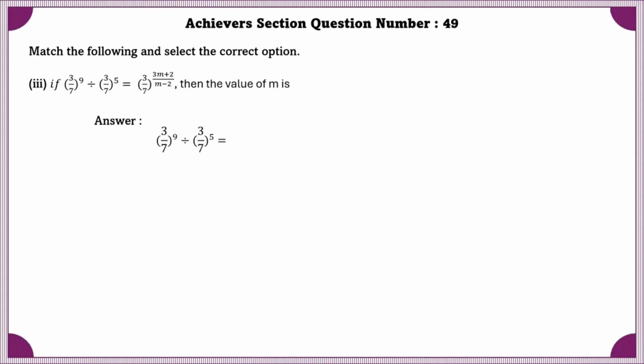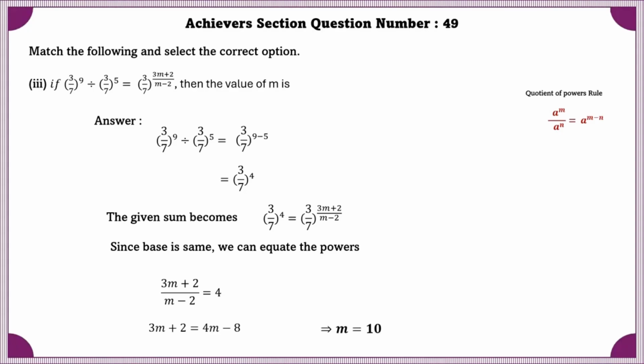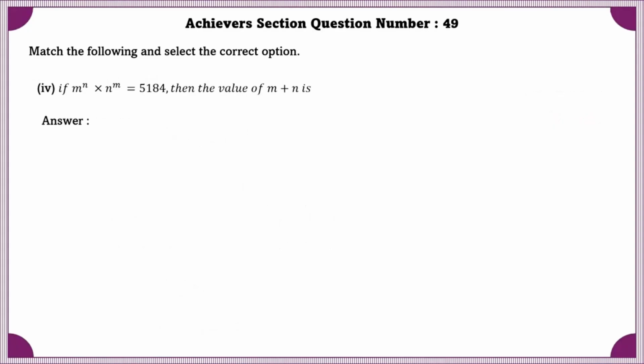Third one. First, let us simplify the LHS. Let us use the quotient of powers rule to do so. If we do that, we'll get (3 by 7) to the power 4. Now, the given sum becomes (3 by 7) to the power 4 is equal to (3 by 7) to the power (3m plus 2) by (m minus 2). Since bases are same, we can equate the powers. If we do that, we can find the value of m, that is 10.